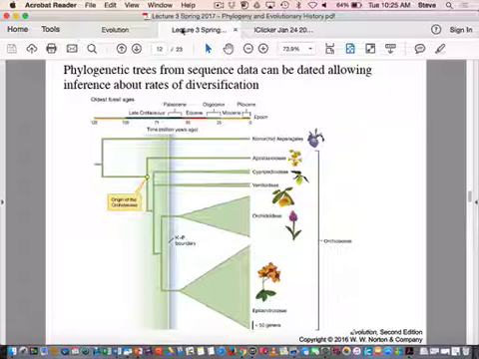So one of the things we might ask ourselves is, why do those have low rates of diversification or no diversification, whereas why was there an explosion here? Any ideas? Oh, good. Okay.